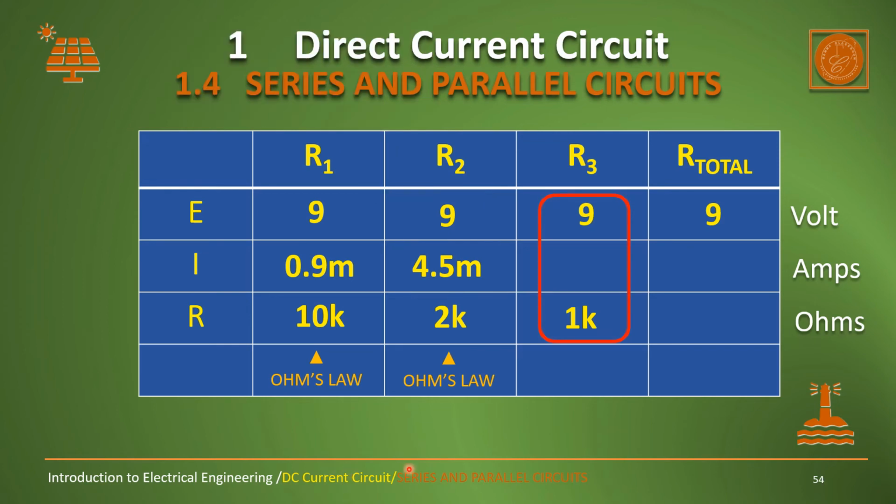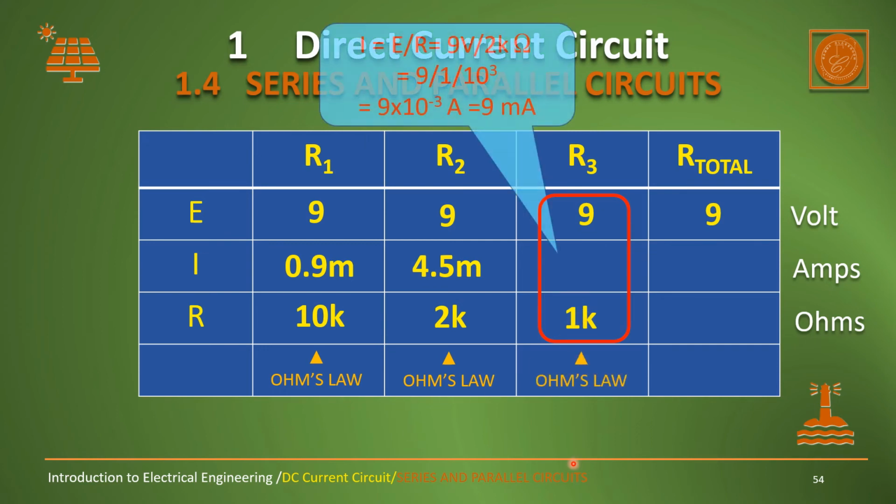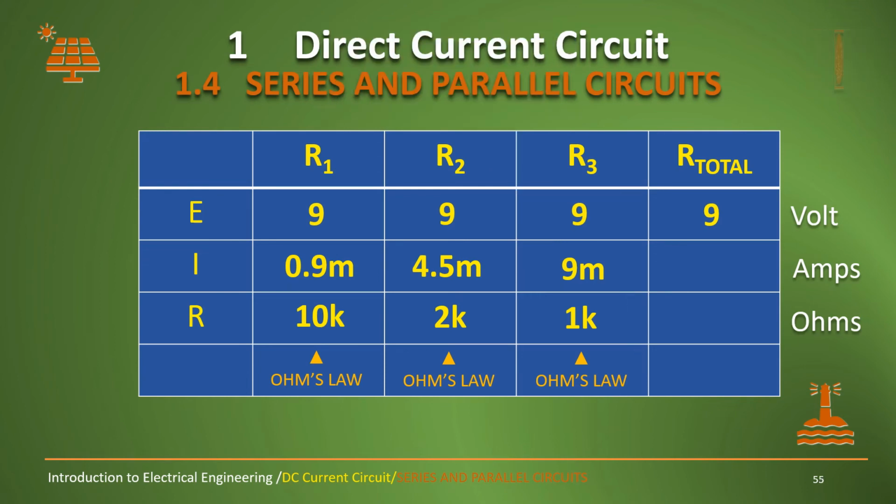The same for the resistor R3. For this current, we know the voltage drop and the resistor value, so we can apply Ohm's law and do the calculation. Then we get the current is 9 milliamp. Now only two cells are left to fill in the table. One is the total current, and the other one is the total resistance. How do we get the total current and the total resistance?